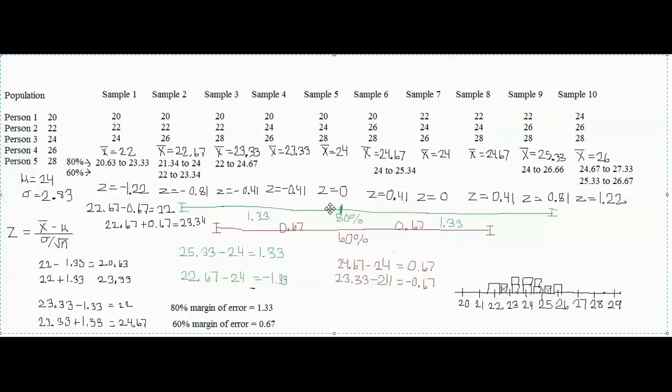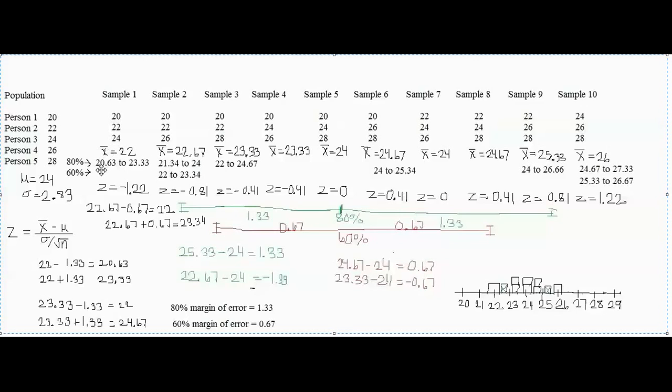Let's review the last video a little bit. In the last video, we talked about the 80% margin of error and the 60% margin of error. The 80% margin of error came out to 1.33, and the 60% margin of error came out to 0.67. We talked about how if you take the mean of a sample and you add and subtract the margin of error, you get a confidence interval.